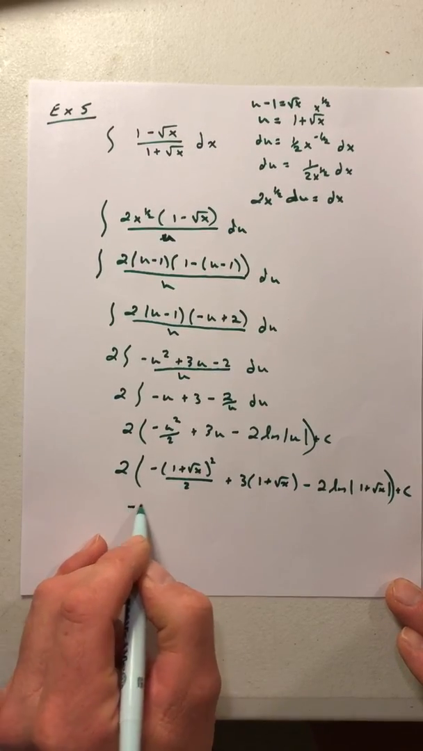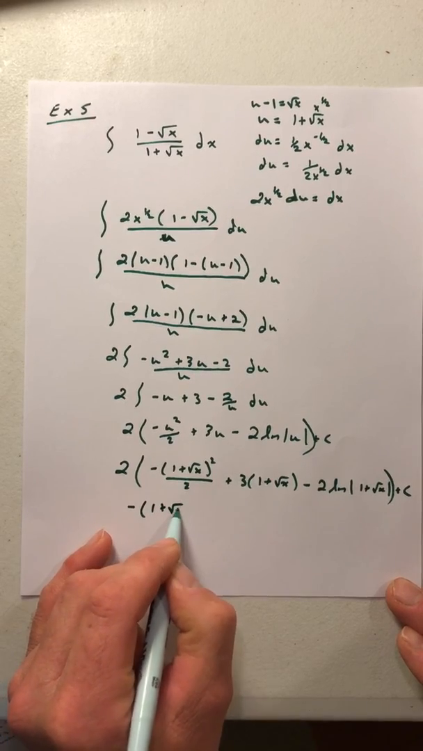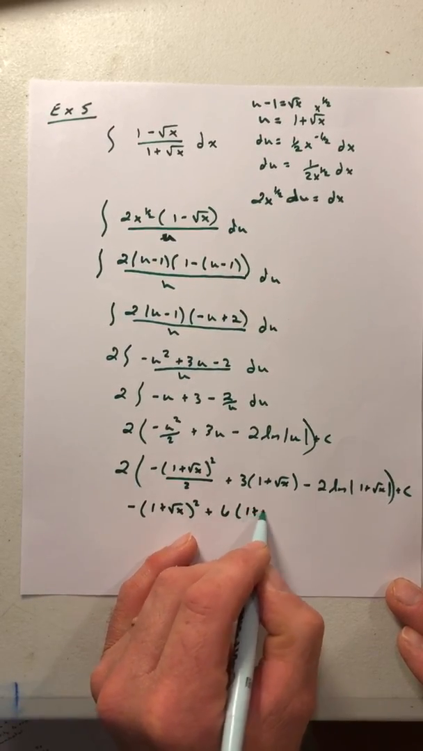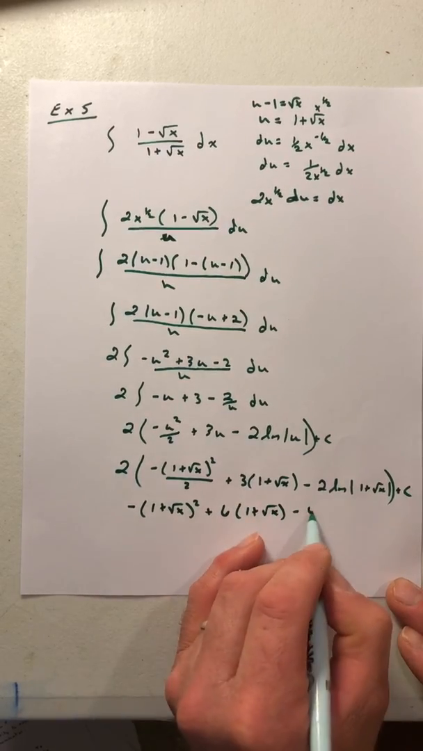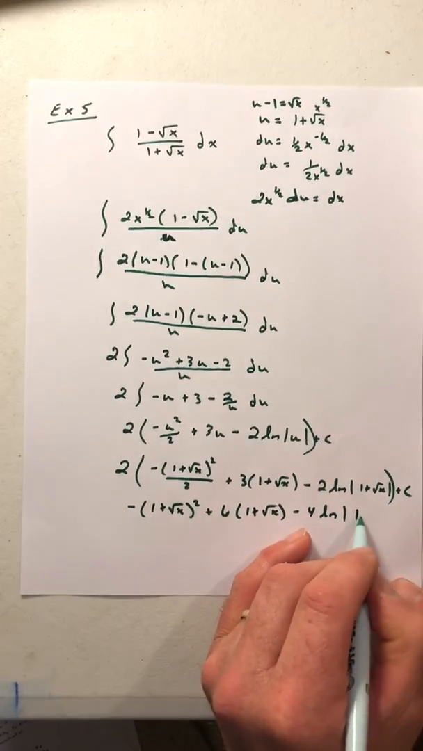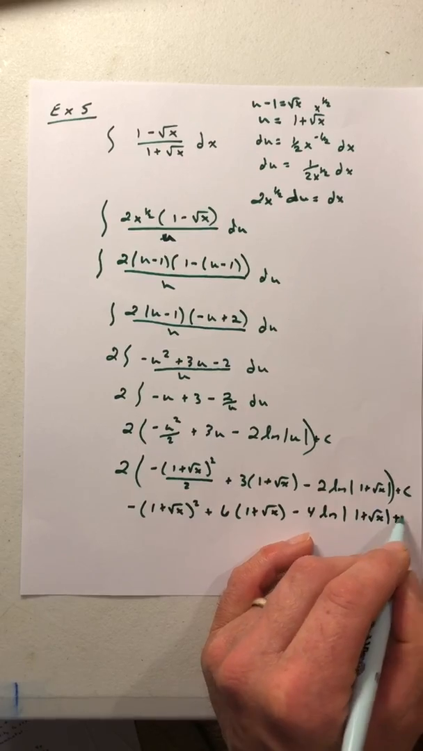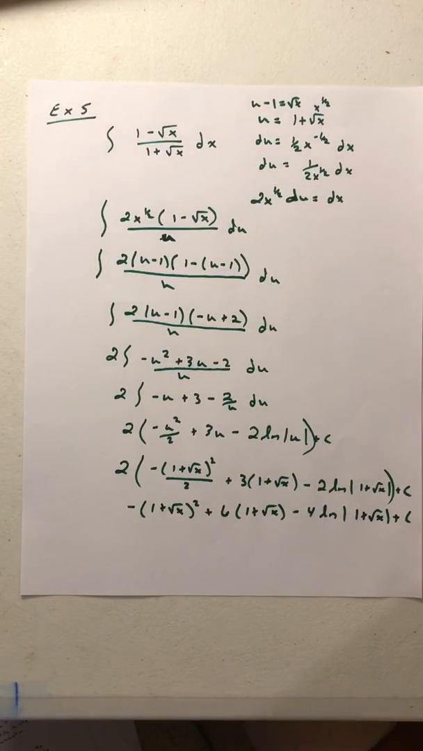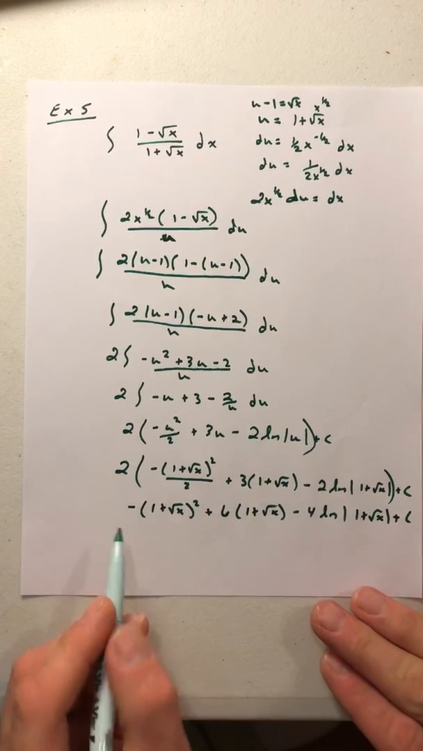So we have the negative of the quantity 1 plus the square root of x squared, plus 6 times the quantity 1 plus the square root of x, minus 4 natural logs of the absolute value of 1 plus the square root of x, plus c. You may be thinking, hey, I'm done. But wait, we're not. We can clean this up.